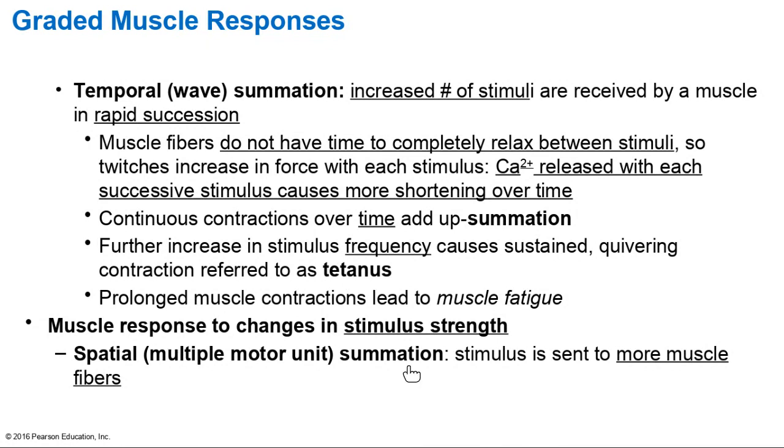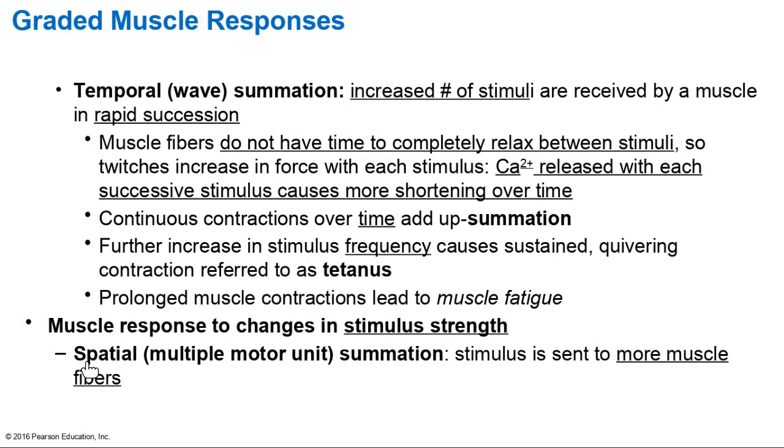So what's another type of summation? Another type of summation is based not on the number of stimuli coming from a neuron. It's based on how many muscle fibers are being stimulated in a certain area. Okay, so if you have an increased number of muscle fibers over a space, over an area, that's what spatial means here, over a certain space, over a certain area.